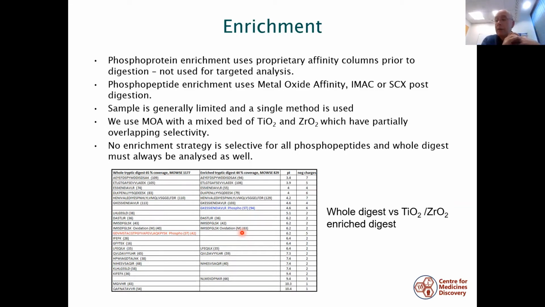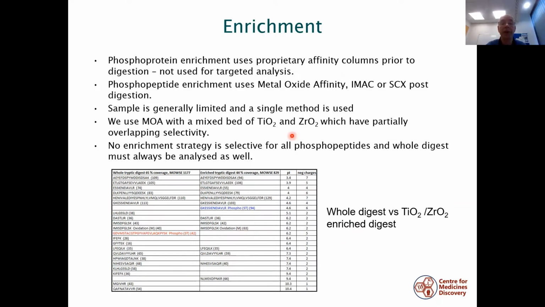There is no enrichment strategy that will be selective for all phosphopeptides. Every phosphopeptide is chemically different, and you will only trap a subset of these. So because of that, it's also necessary to analyze the whole unenriched digest. You must do this as well. And I want to illustrate that with an analysis here.